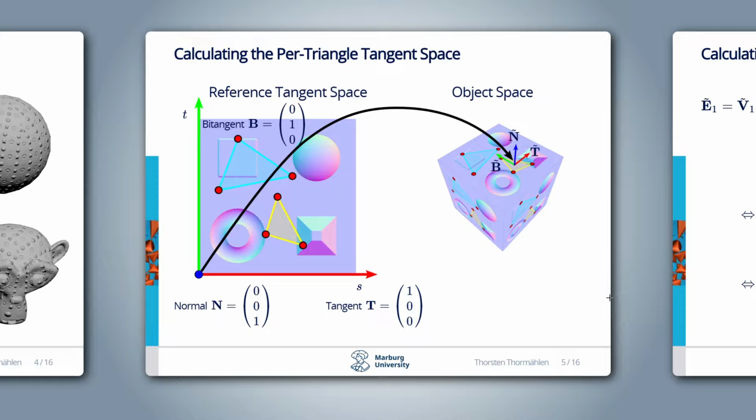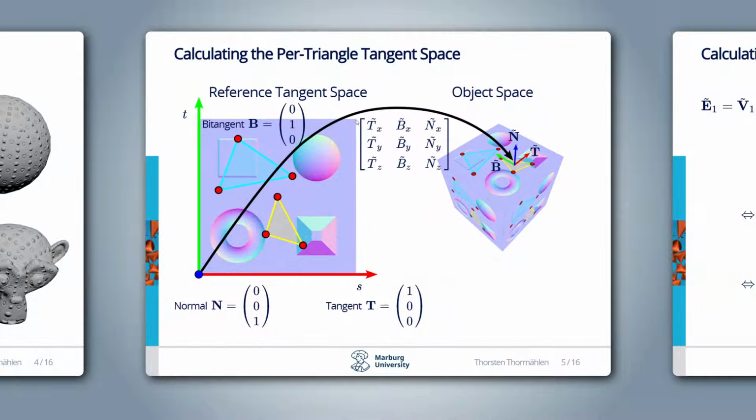We know that n tilde must be equal to the surface normal of the triangle. T tilde should point in the direction of a change of texture coordinate s in the 3D object space of the triangle mesh. B tilde should point in the direction of a change of texture coordinate t. This means if we follow t tilde here, we go in s direction in the reference tangent space. If we follow b tilde, we go in t direction in the reference tangent space.